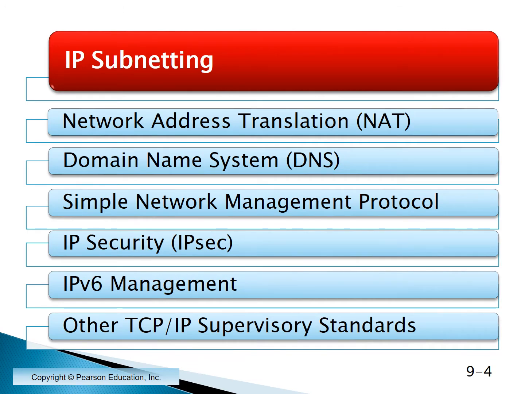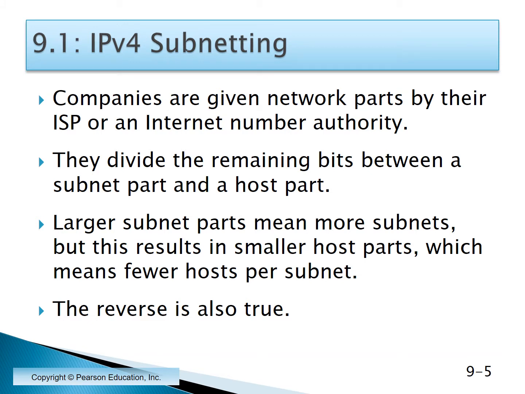So the first topic we're going to talk about is IP subnetting. Companies usually are given network parts by the ISP or an Internet Number Authority. So you are given the network part. Remember we talked about in the previous chapter the IP address. If you think about IP version 4, then maybe the first 16 bits would be your network part that are given to you. And then sometimes your network part will be longer, right? That means you have fewer IP addresses given to you, that may be 20 or even longer, right? So that's the network part given to you.